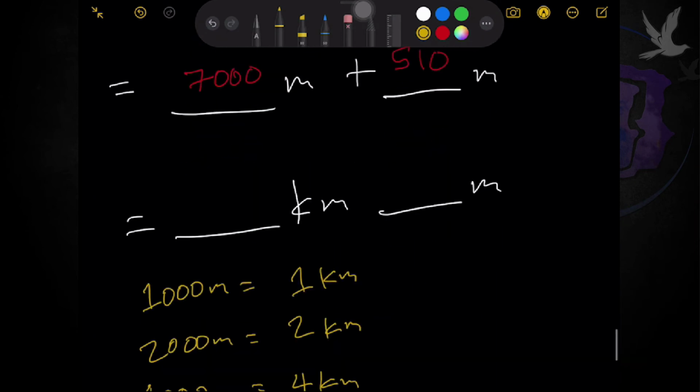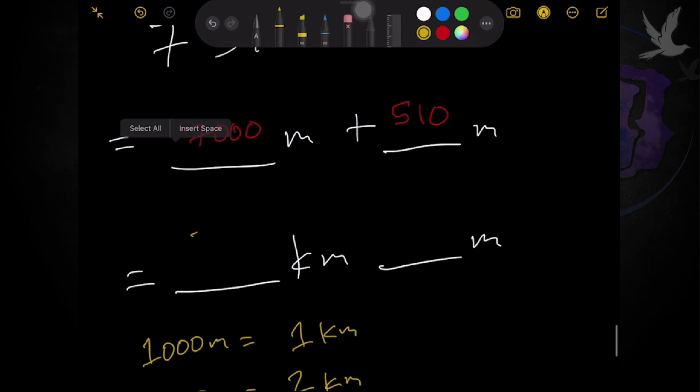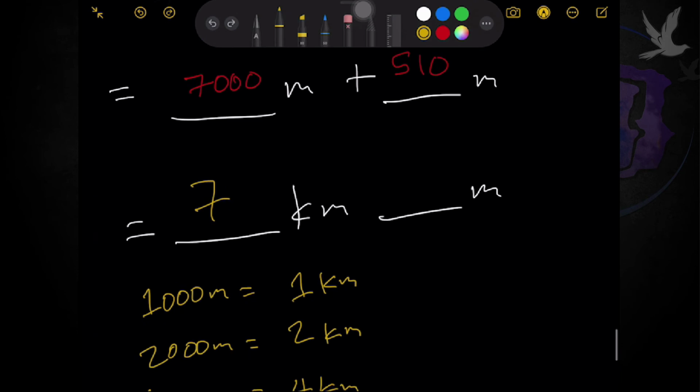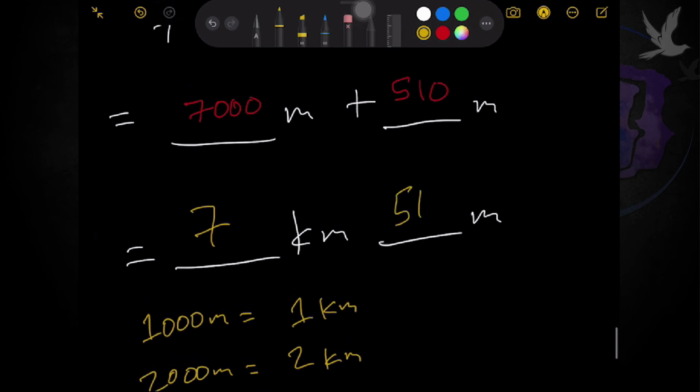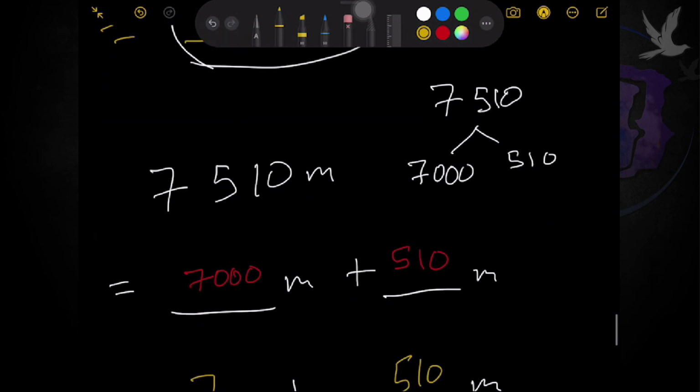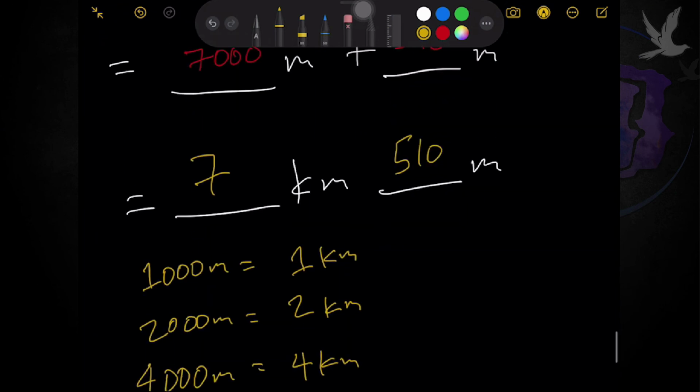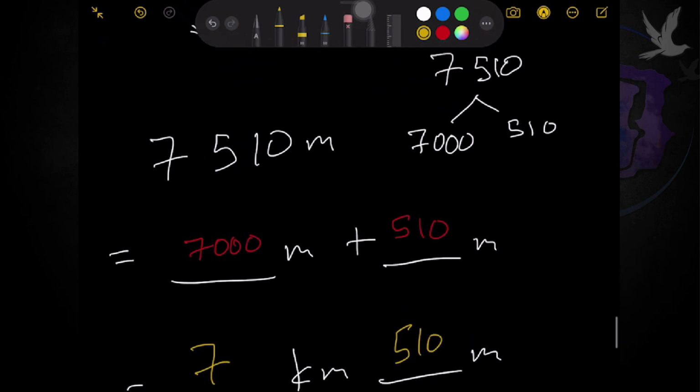Getting the logic there? So if it's 7,000, it's equivalent to 7 kilometers. And of course, what's left is 510. So that's all you'll do here. Breaking down, the same logic as earlier, but in this case we are making use of kilometers, and since it's kilometers, it's in 1,000. So that's basically it. That's how you convert these units of length: meters, kilometers, centimeters. Okay?